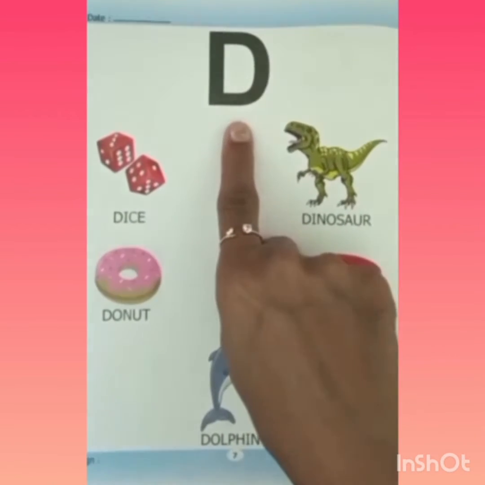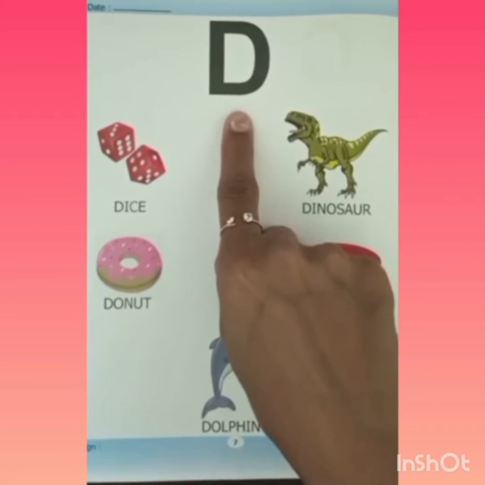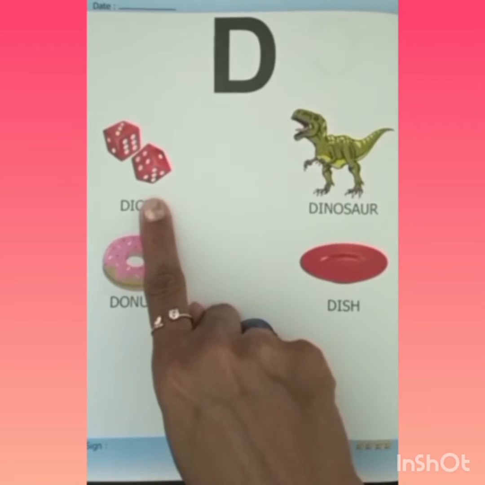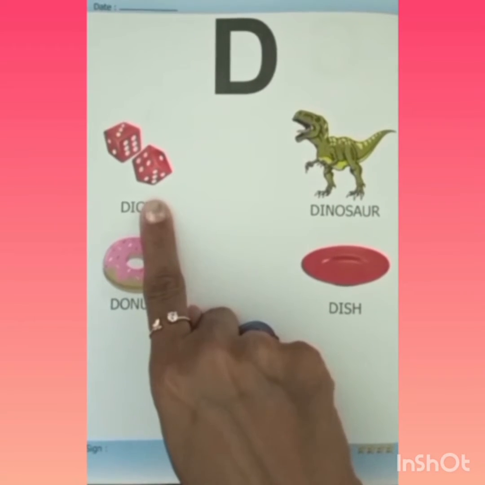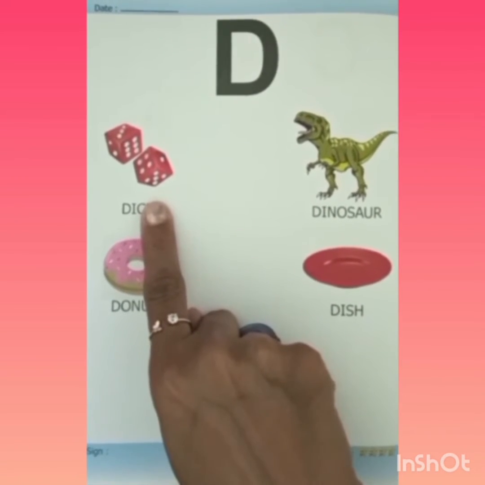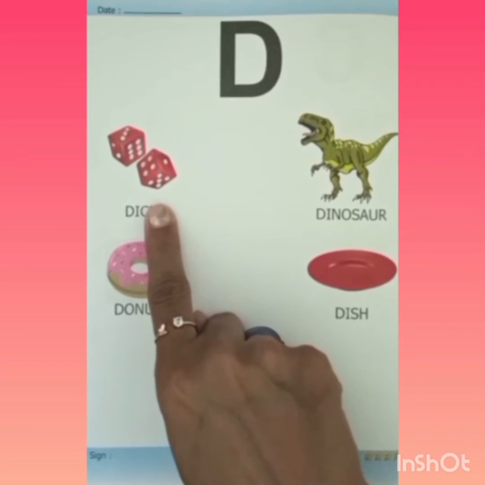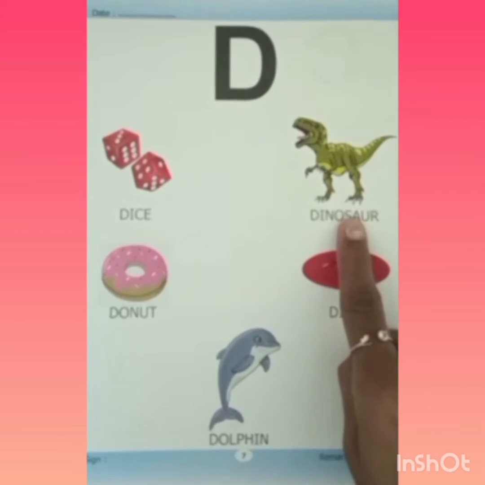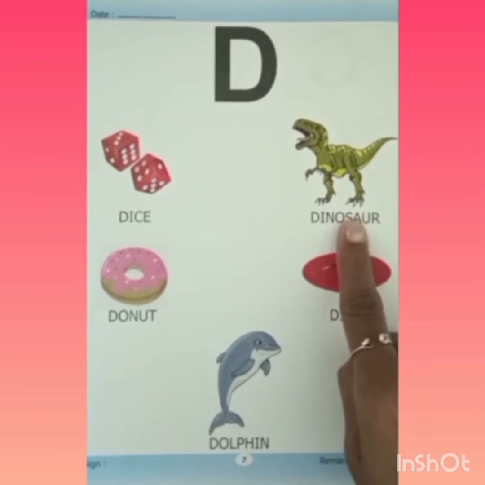Which letter is this? Yes, capital letter D. D for dice. Do you know what is dice? You can play Ludo, snakes and ladder with dice, right? D for dice. D for dinosaur. And it is an extinct animal.